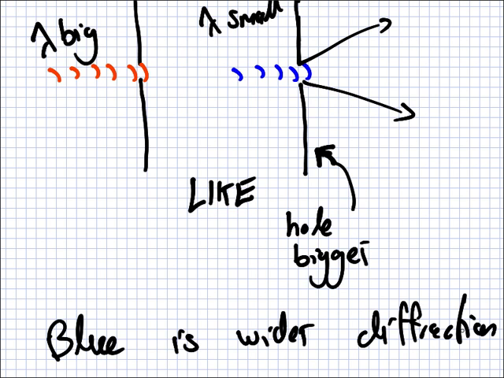Because if you think about it like this, we said if we make the door bigger, we make the wave wider. But do you understand that if I keep the door the same, but make the wave smaller, it's like I made the door bigger, because the wave is smaller compared to the door. You get the idea?